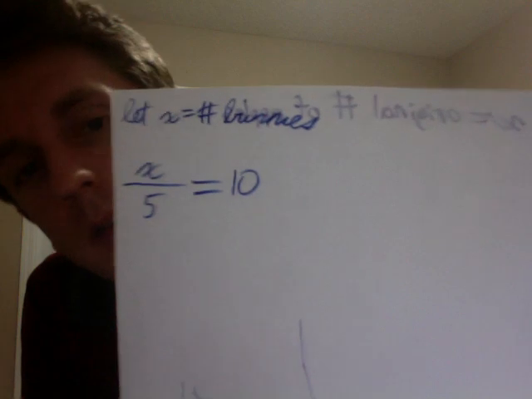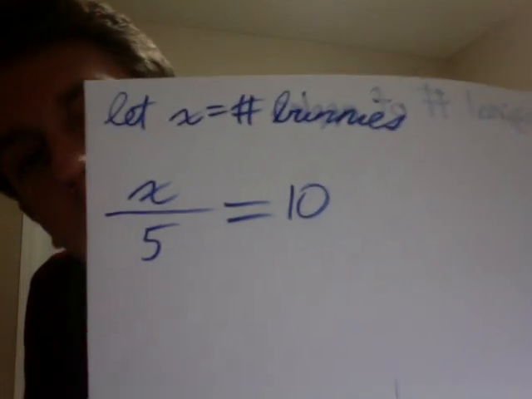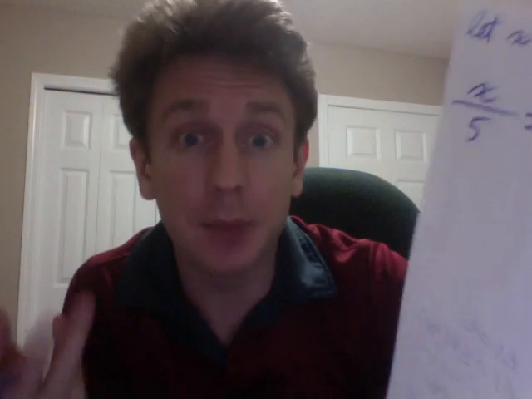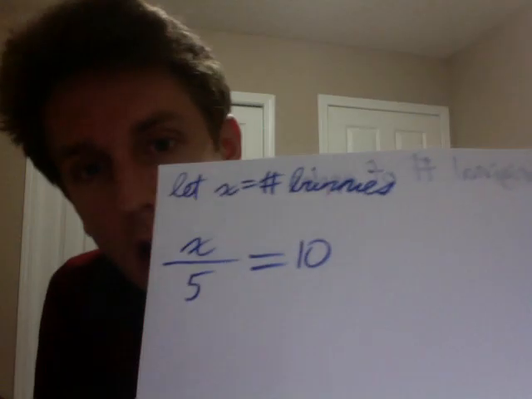Okay, so this is what it looks like. X divided by 5 equals 10. So we have 5 fields. Each field will have 10 bunnies. Okay. So we want to get, once again, just get x by itself. That's how we solve for our unknown.